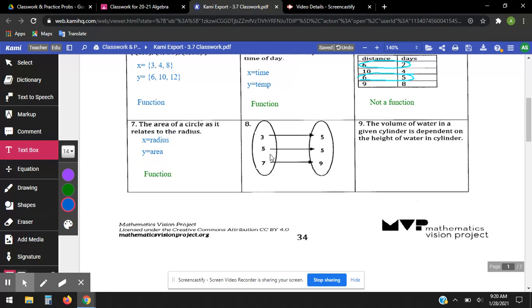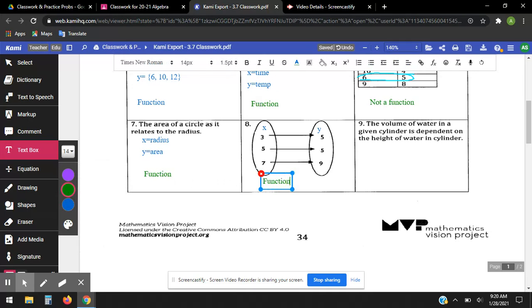All right, 8. So in looking here, our x's are always on the left. So these are my x's. That means y's are on my right. If I have a 3 over here, is there only one answer for 3? Yep. 5, there's only one answer for 5. There's only one answer for 7. It's okay that 3 and 5 both have 5 as a y. As long as 3 does not have 5 and something else as a y, we're okay. So this is a function.